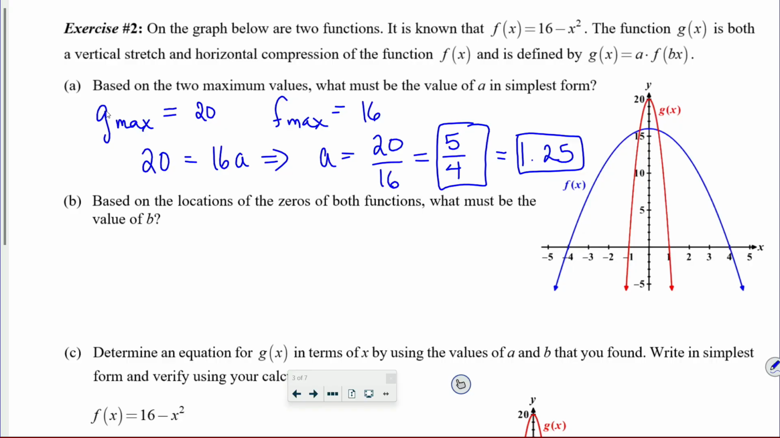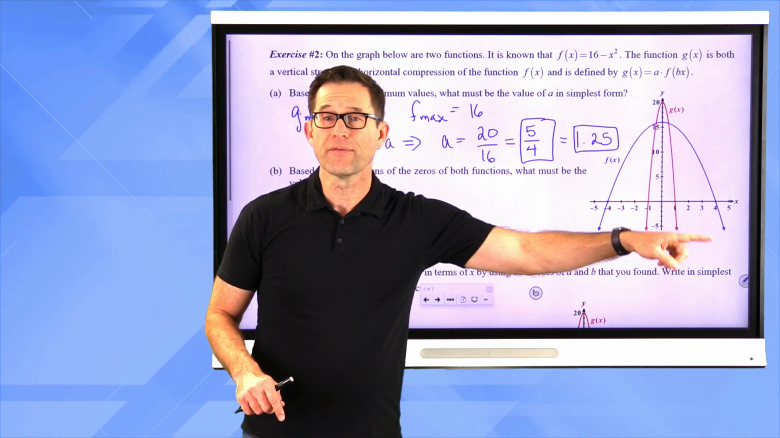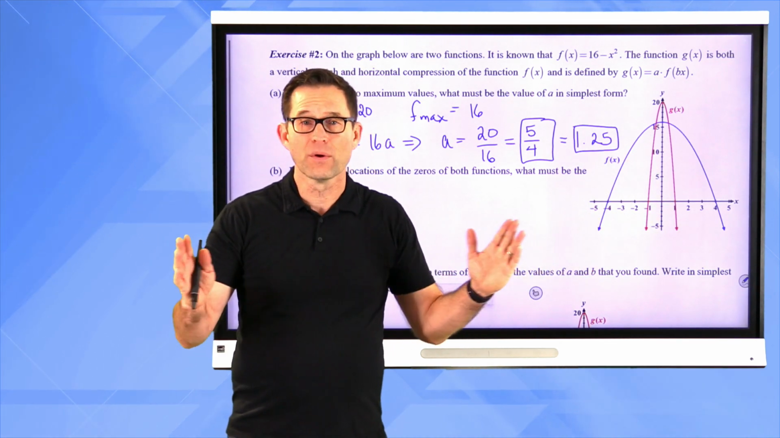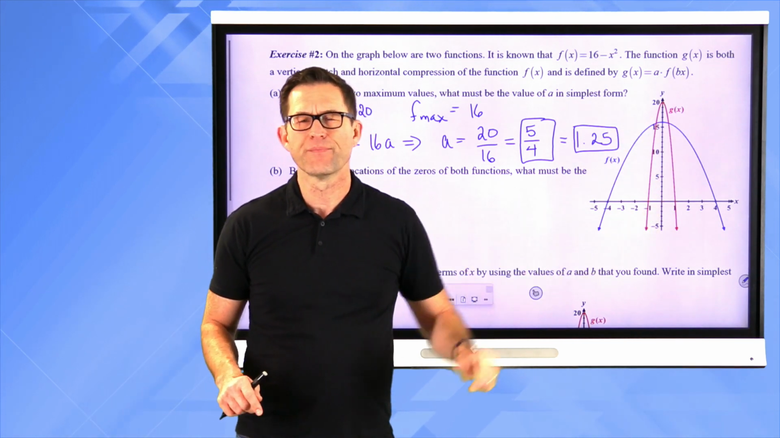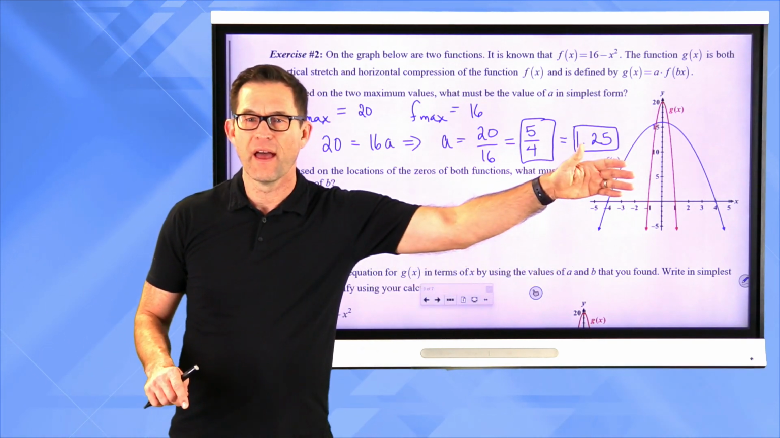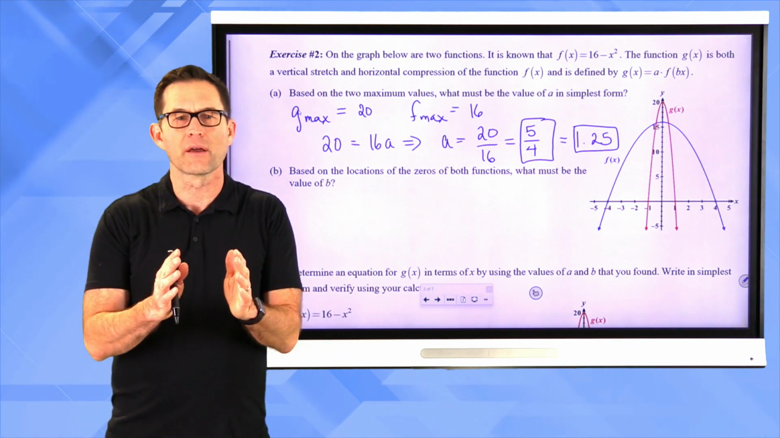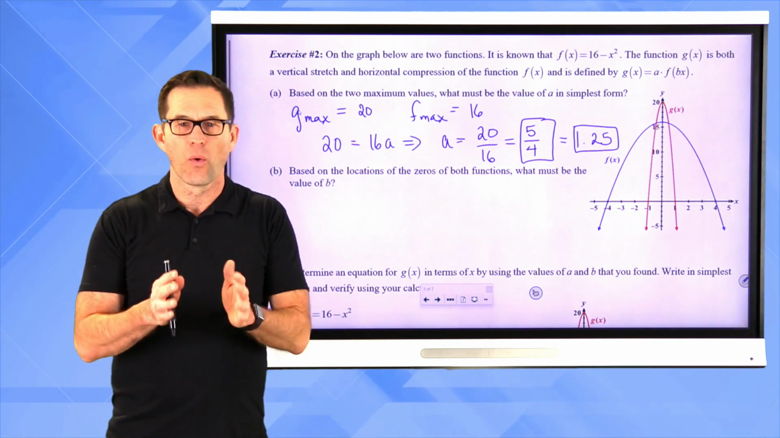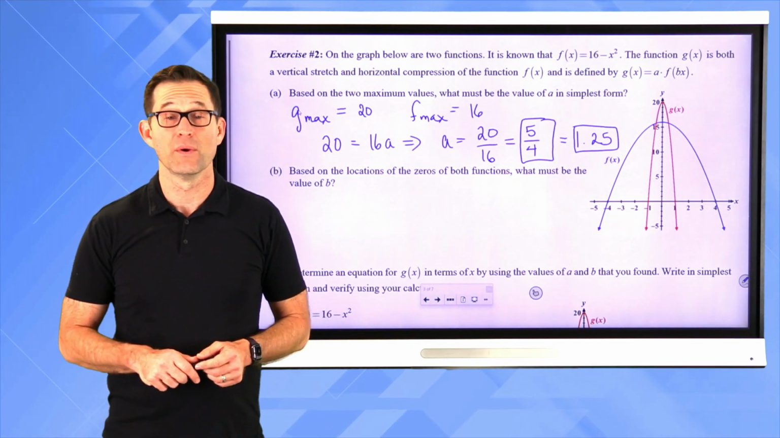Based on the location of the zeros of both functions, what must be the value of b? Now keep in mind, right, what we're doing is we're taking the blue graph, that's f of x, and we're horizontally compressing it to get the red graph, g of x. So take a look at the zeros of f of x and the zeros of g of x, and think about what factor you would need to compress those by in order to think about the value of b. Pause the video now and see what you can get.